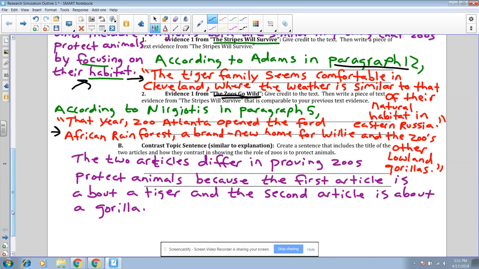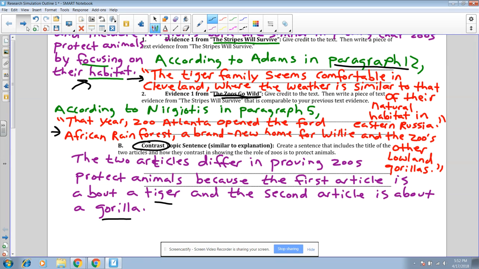Now our next sentence, notice how this is a contrast sentence. So what we're trying to do here is figure out what is one way these two articles are different in proving that zoos protect animals. And notice how we figured out, and I'll give you a hint with this. This is really easy because you could apply what we wrote for this first paragraph to all three paragraphs because they all do talk about different animals. And so we took the easy way here. That's fine. We said that they're different because the first article is talking about a tiger and the second article is talking about a gorilla.